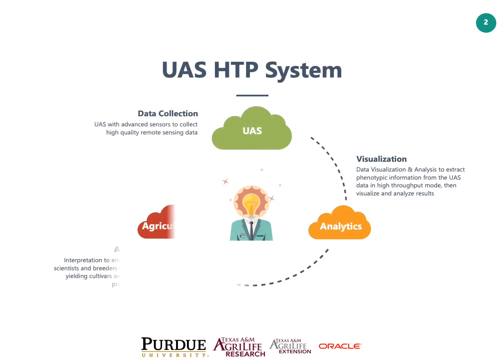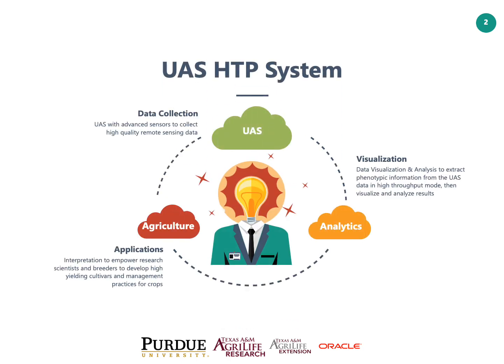UAS, unmanned aircraft system, has been very actively utilized in agriculture application to develop a high-throughput phenotyping system very recently. The way it works is this UAS, and sometimes we call this a drone, collects very high-resolution data over the research plot. Then we use those data sets to visualize the field, and we also analyze those collected data to develop agriculture applications out of it.